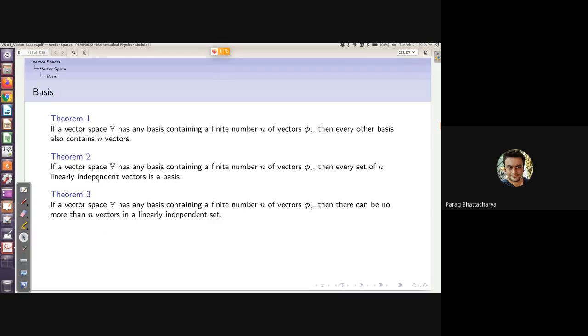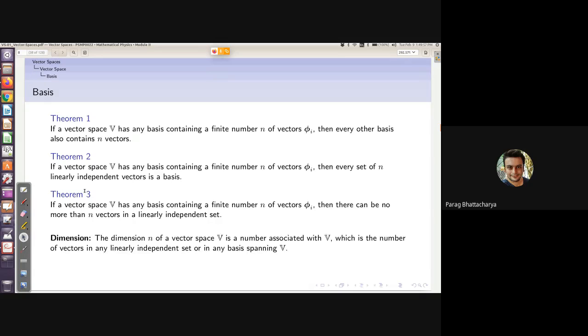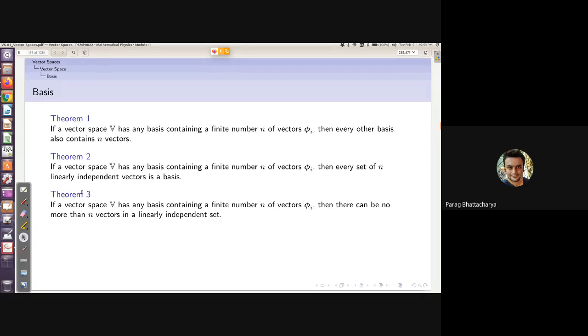It's important that you remember these three theorems, as statements. Then this number n is a special number which appears in all three theorems. If the basis has a finite number n of vectors, then every basis has n vectors. Every set of n linearly independent vectors is also a basis. There cannot be more than n vectors in a linearly independent set. So this number n is special in the case of a vector space with a finite basis.